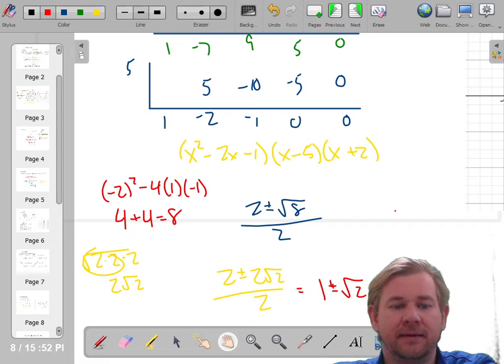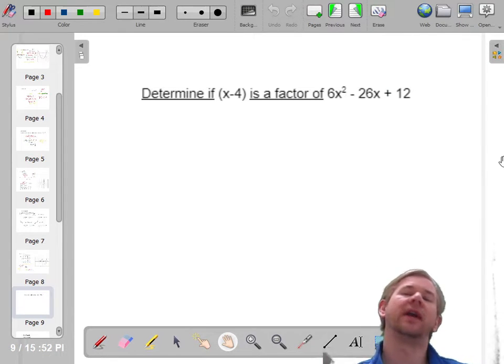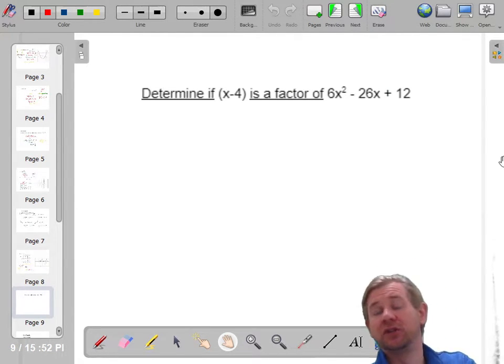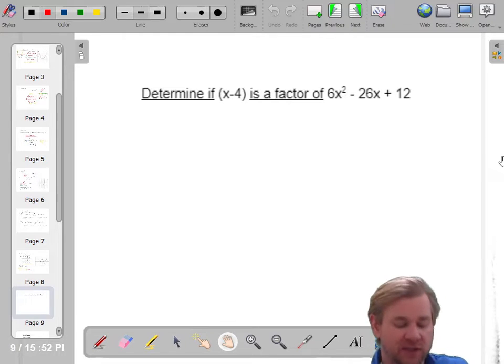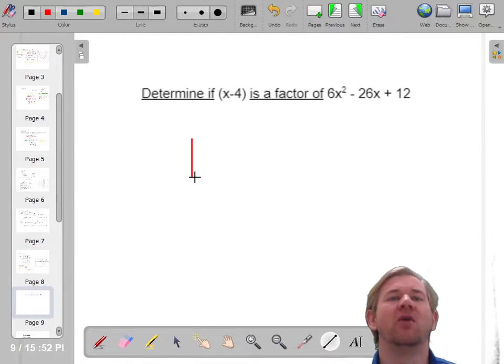Carrying right along. We're cruising. Determine if it's a factor. Okay, there's a couple ways you could do this. One thing, you could do long division, or you could do synthetic division. I'm going to do synthetic division, and if it's a factor, that means there should be no remainder.